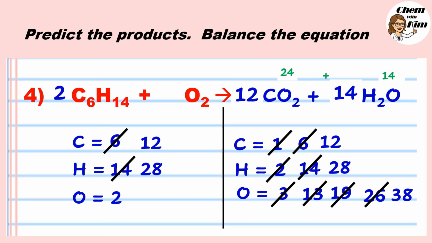So what would I multiply by 2 to get 38? Well, that would be 19. And then adjust my inventory. Now all the elements on both sides are balanced.